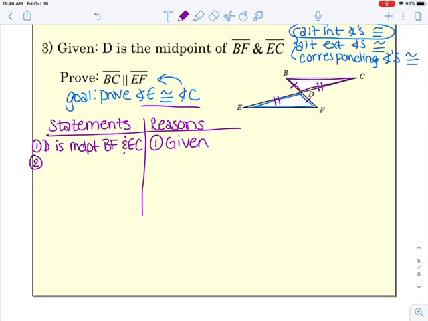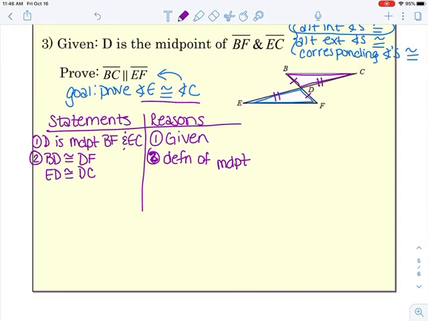So I'll say that in one step. Again, you could break it up into two steps if you want. So BD is congruent to DF, and ED is congruent to DC. That's a 2 still, not a 3 yet. And that's by definition of a midpoint.